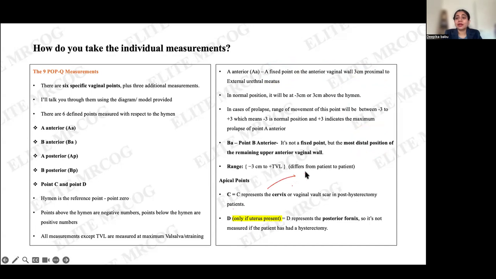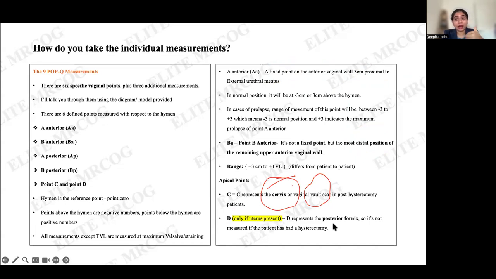So C represents cervix. Say that. C represents cervix, and if the patient has undergone hysterectomy, it represents vault. Examiner will be looking for this. And D is only when we have a uterus.